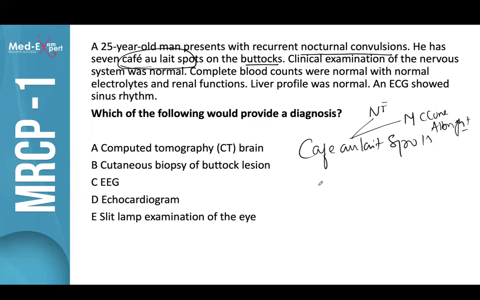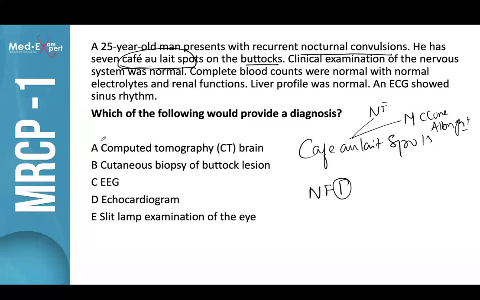Okay, McCune-Albright syndrome. Two things can produce cafe au lait spots. All right, the next thing is cafe au lait spots with nocturnal convulsions. Nocturnal convulsions is more in favor of neurofibromatosis, typically NF1. Later they will develop full-blown manifestation of neurofibromatosis. So, which of the following would provide a diagnosis?